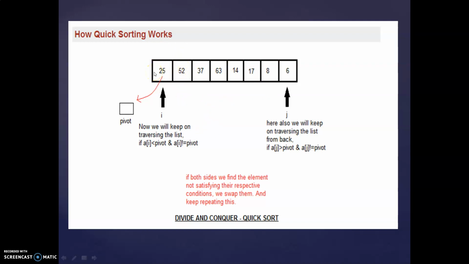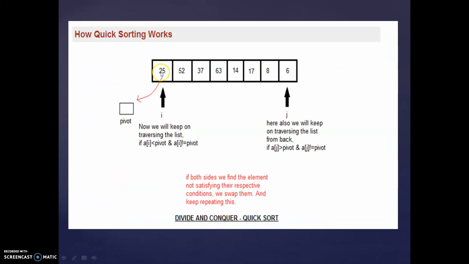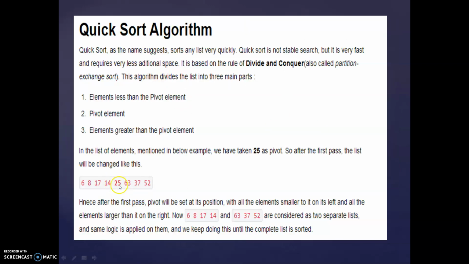I will have to place the smaller elements on the left hand side and the larger elements on the right hand side. It might not mean a sorted process, but we will place the elements. Now here in this example I have told you that 25 is in the middle, it is the pivot element. I have taken 25 as the pivot element. So here 25 is the pivot.